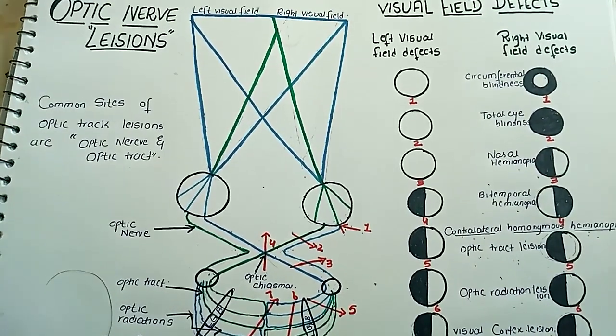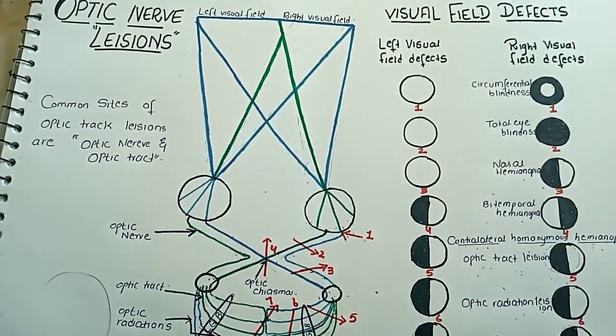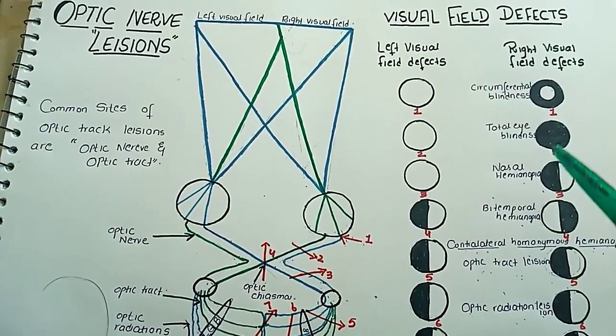So here we are done with our 7 cases of optic tract lesion or of the optic nerve lesion.